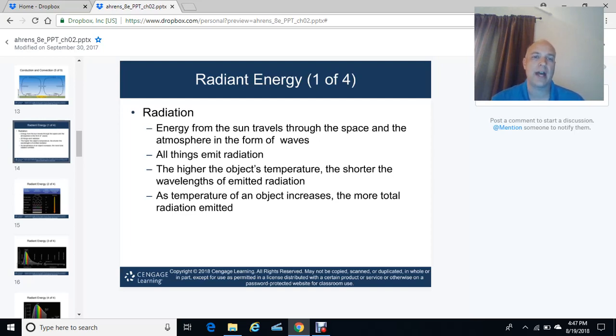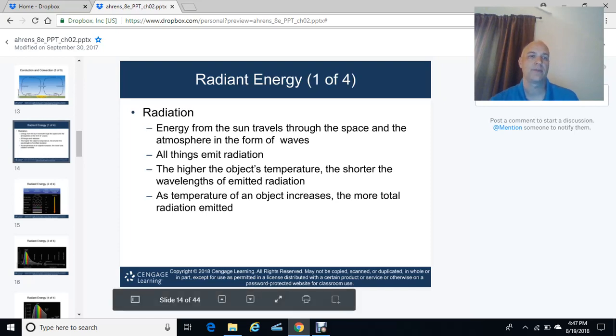As the temperature of an object increases, the more total radiation is emitted. So what we're saying here is the hotter the object, the shorter the wavelength of radiation, and we're also saying the hotter the object, the more total radiation that object can emit. Okay? Colder objects do not emit as much radiation as warm objects.